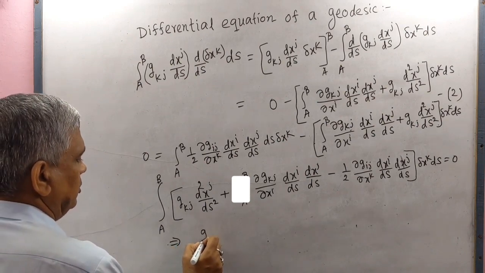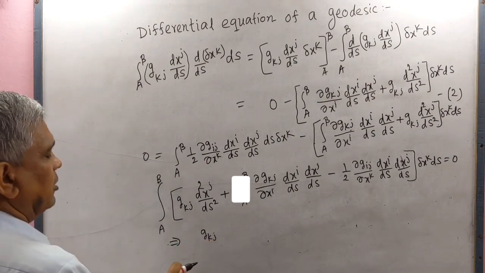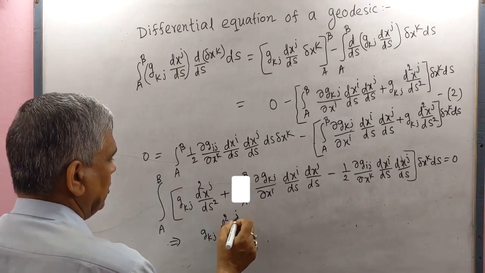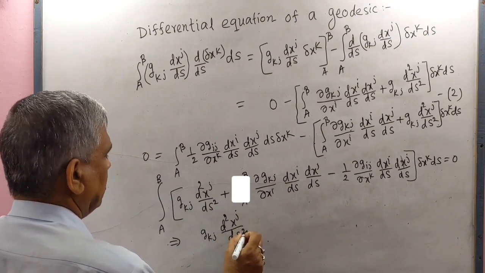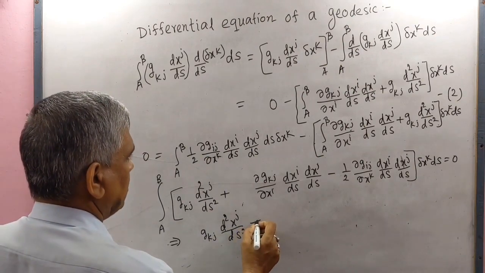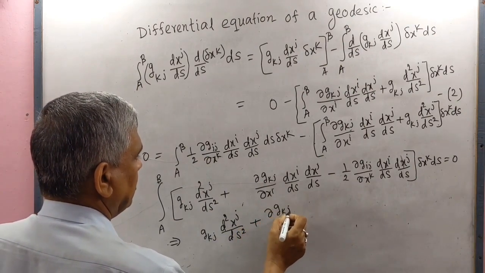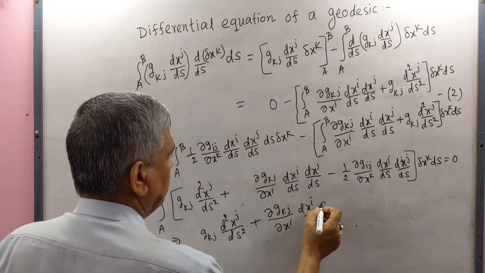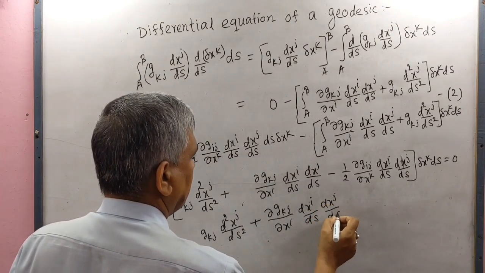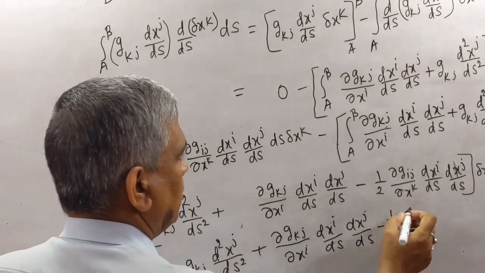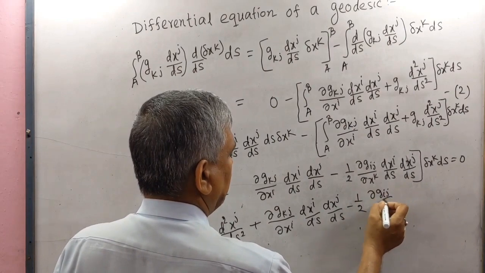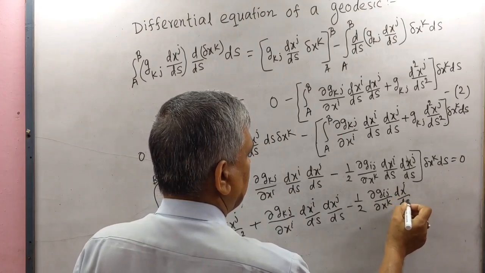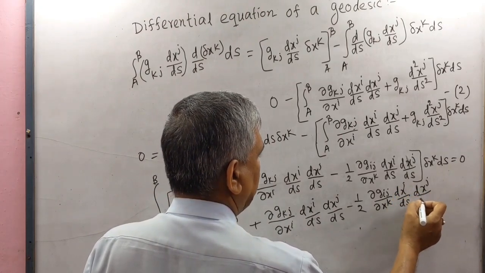this gkj means term under bracket equal to 0: d2xj by ds square plus del gkj by del xi dxi by ds dxj by ds minus half del gij by del xk dxi by ds dxj by ds equal to 0.